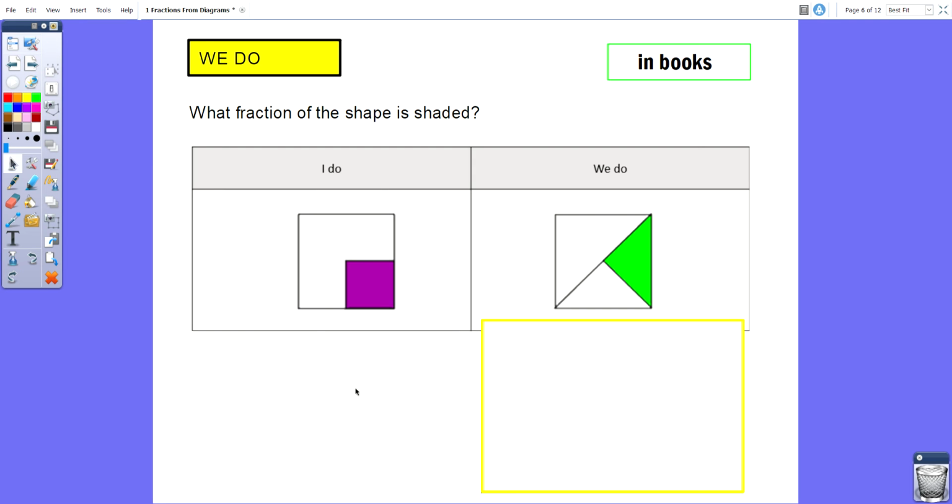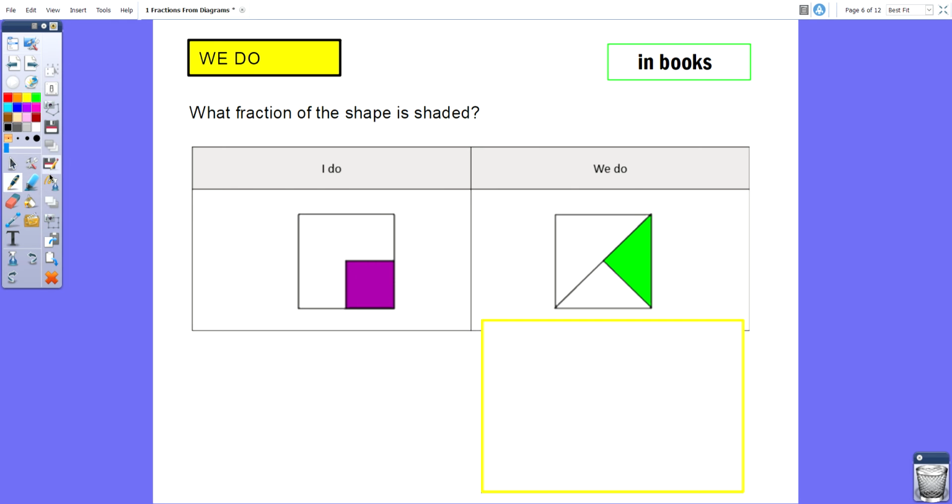Okay, so what I'm going to do is I'm going to work through the first one, and then in your books you're going to draw the shape on the We Do and have a go at answering yourselves. You pause the video and then you check whether your answer is the same as the answer I've got underneath my square. So the first one, we're going to turn this coloured in part into a fraction of the shape.